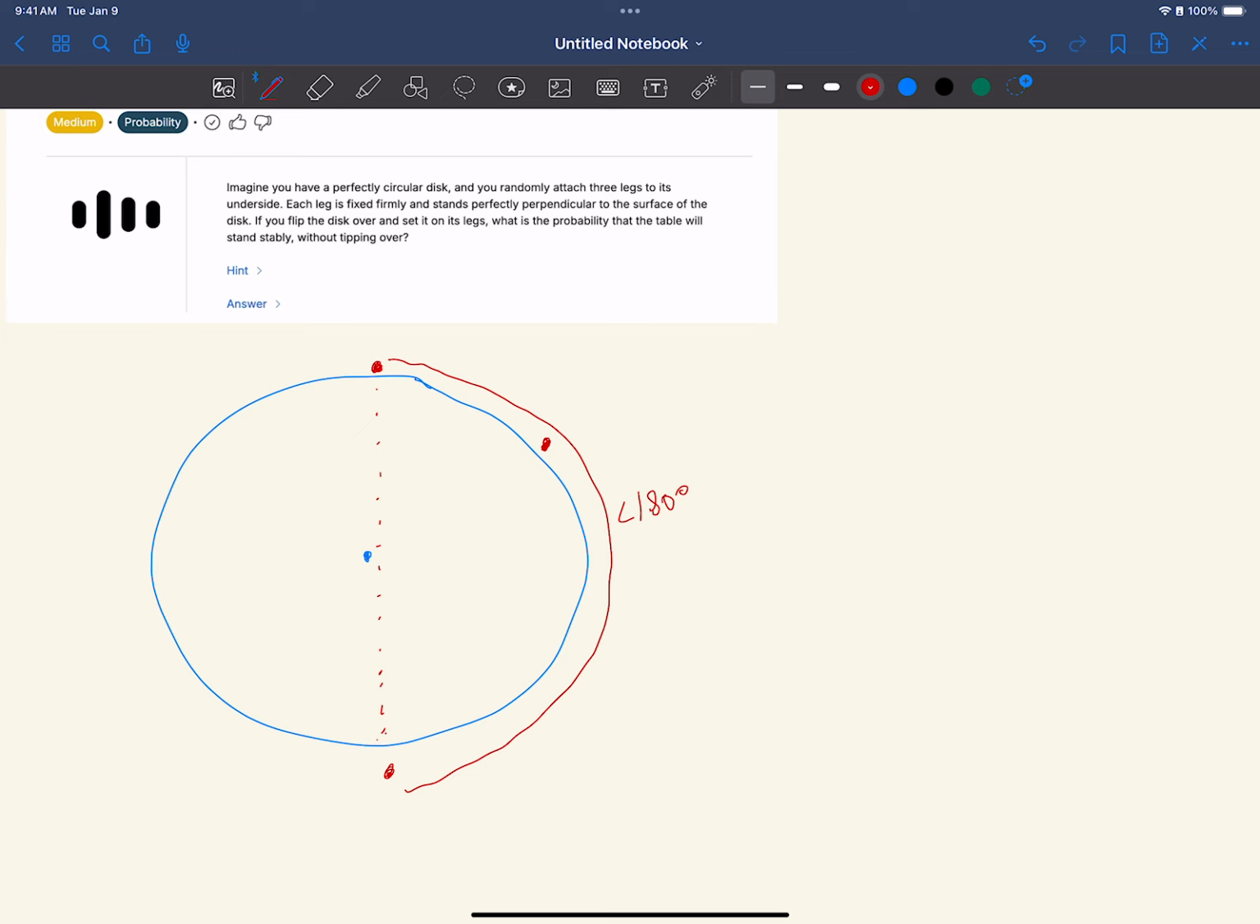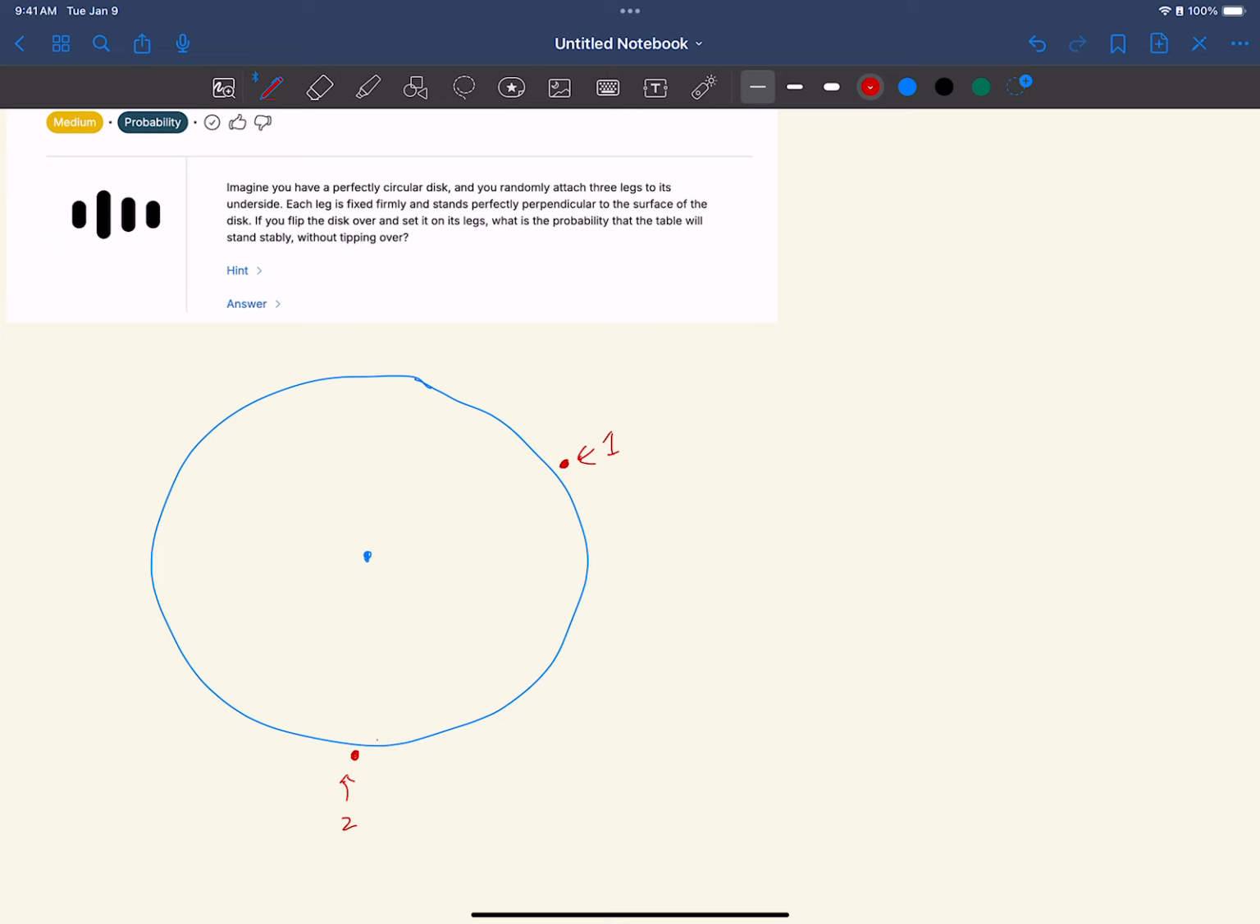And so the question becomes, how do we choose three legs that are within 180 degrees of each other? What's the probability that we do such a configuration? Well, let's start off by picking one table leg. Doesn't matter. It won't determine whether the table will fall over. And then pick a second one. So we have 1 and 2, randomly chosen.